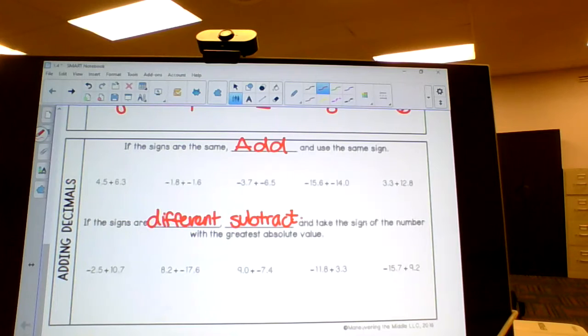Alright, so I'm going to go back. Remember, if they're same sign, I'm just going to add them together and keep the sign. So 4.5 plus 6.3. They are same sign because they're both positive, right? Everybody agree? So I'm going to rewrite it vertically and line up my decimals. So same sign, add and keep. So 5 plus 3 is 8. And then I just drop down my decimal. And 4 plus 6 is 10, and I just keep it positive because they were both positive. Same sign, add and keep. And that would be it.